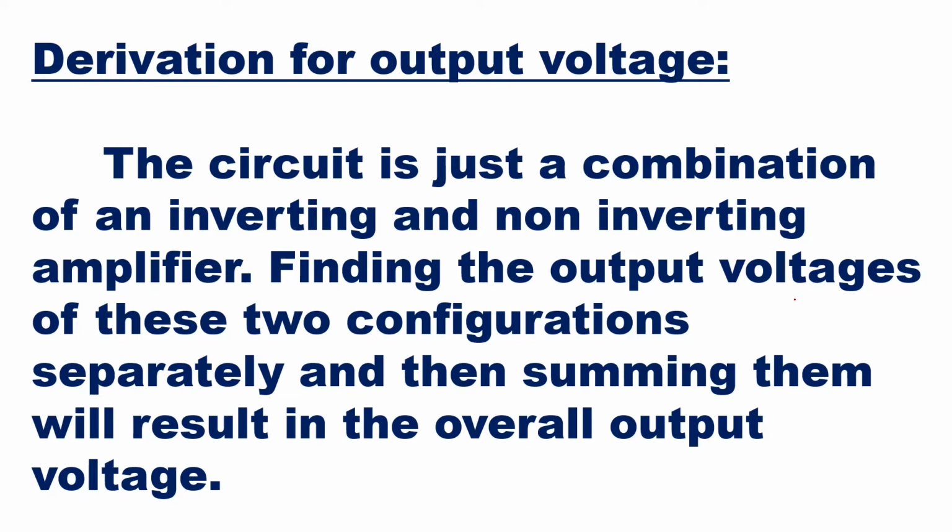So if you want to prove that the overall output voltage is the difference of the two inputs, then you have to find the output voltages of the two configurations. One is the inverting amplifier and the other one is the non-inverting amplifier. And then when you sum those two outputs, only then will you get the overall output voltage. Now we'll start this procedure to find the output voltage.